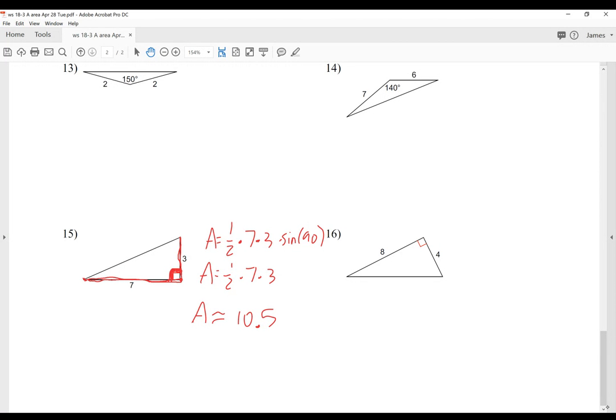Okay, so it doesn't matter whether it's 90 degrees or 89 degrees or 150 degrees. As long as you use the angle between the two sides, you will get the right answer. Okay, that's it.